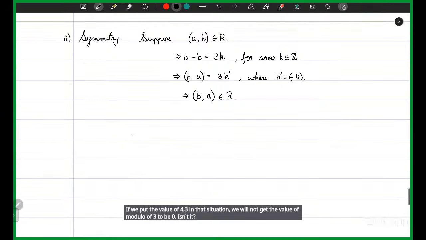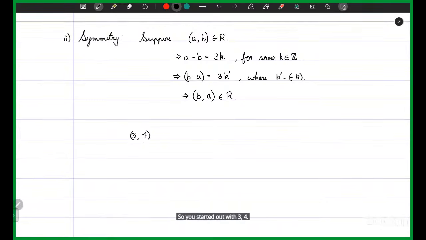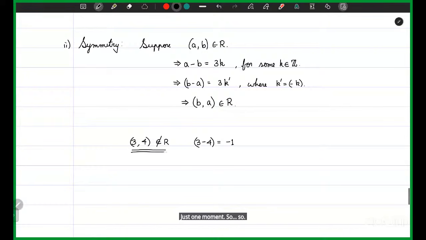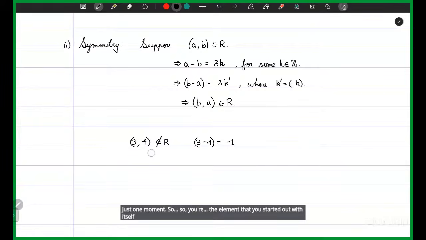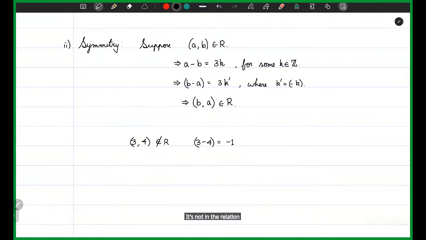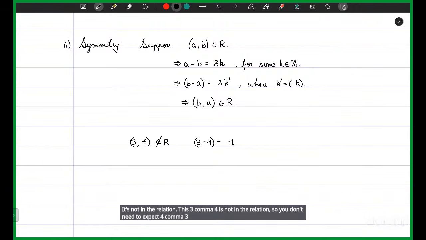So you started out with 3 comma 4, right? Yes, sir. So this is not in the relation because 3 minus 4 results in minus 1. The element that you started out with itself is not in the relation. This 3 comma 4 is not in the relation, so you don't need to expect 4 comma 3 to be there.